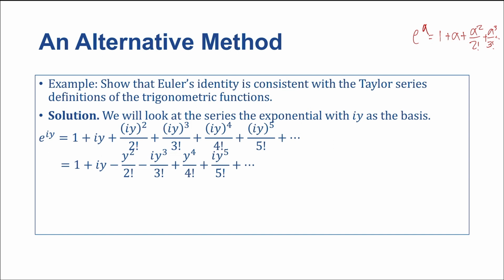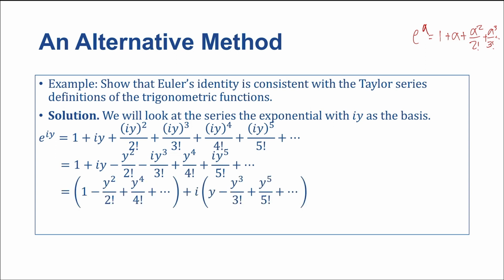Now what we should be seeing is something very interesting. We have an alternating series, but what we want to do is separate the even and odd powers, and we can actually factor out an i as well. So what we end up getting is 1 minus y squared over 2 factorial plus y to the 4th over 4 factorial minus and so on, you know what the rest is. And then I can factor out an i from the odd terms, and I get y minus y cubed over 3 factorial plus y to the 5th over 5 factorial minus and so on.